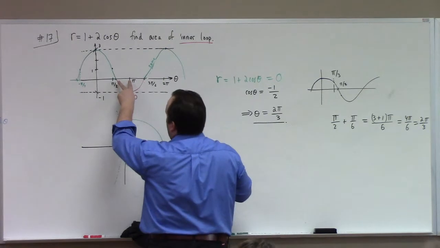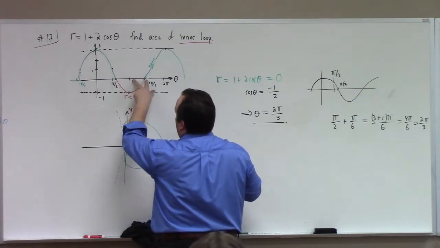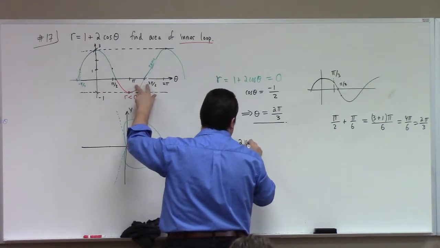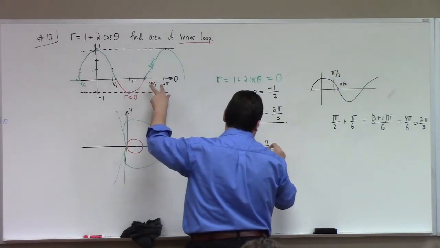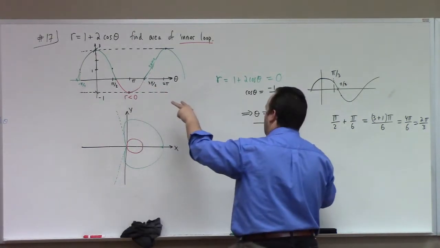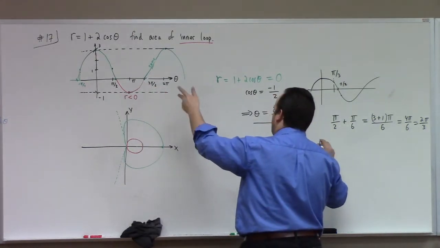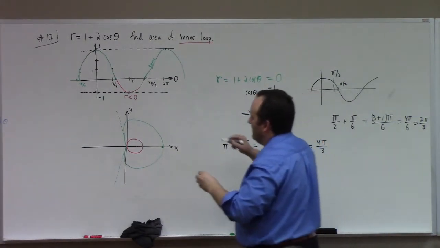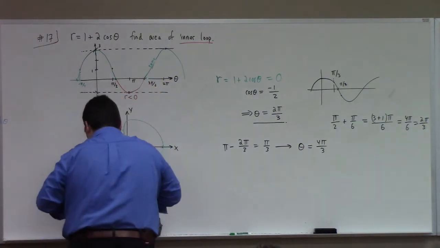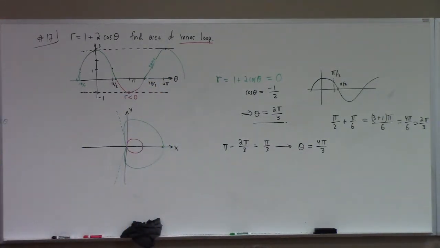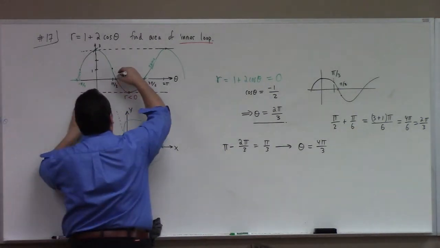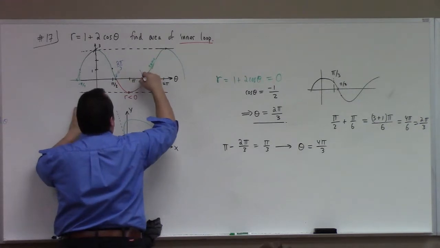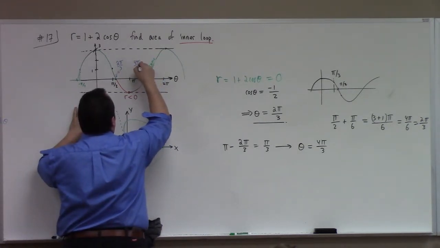Because this intersection point is as far from pi as that one is from pi on the other side, right? So pi minus 2 pi over 3, of course, gives me pi over 3. So that says that the other theta is 4 pi over 3 on the other side. So what I'm telling you guys is that after a little bit of tinkering, I figured out that this right here is 2 pi over 3, and this one right here is in fact 4 pi over 3.